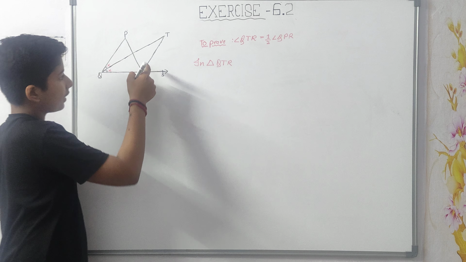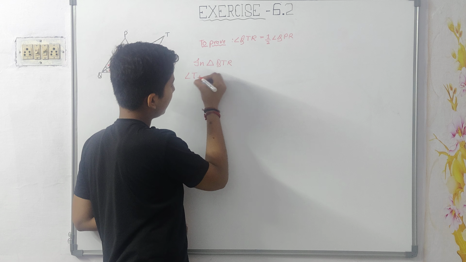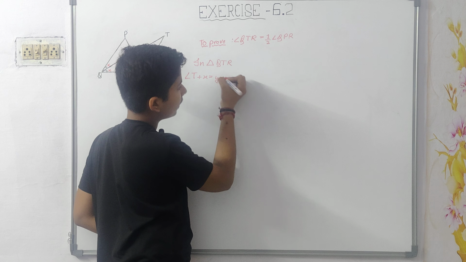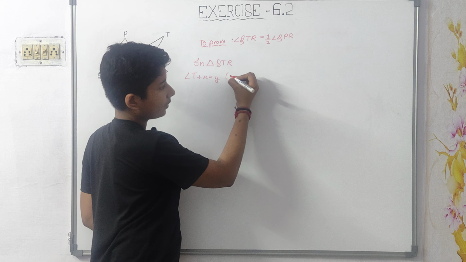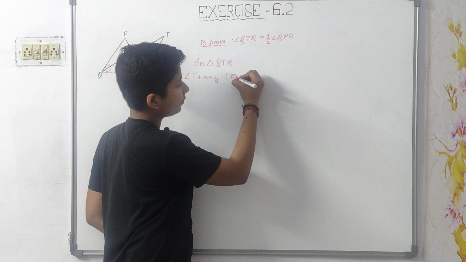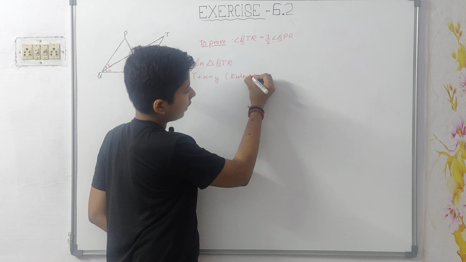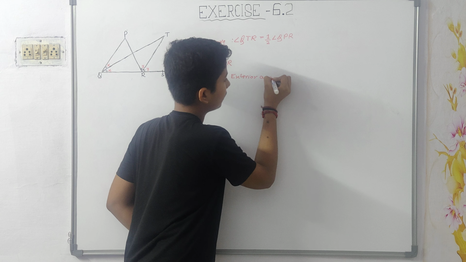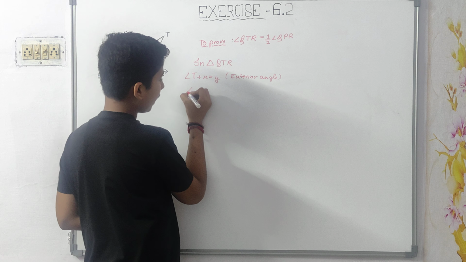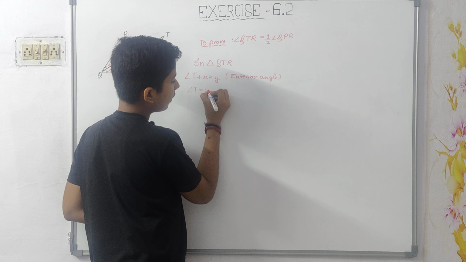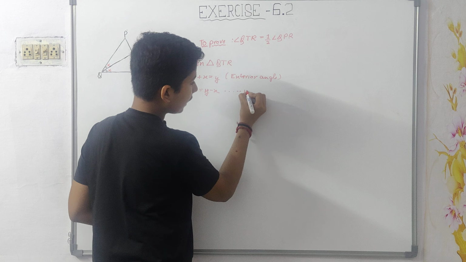So angle T plus x equals y. Why is angle T plus x equal to y? Because of the exterior angle property. So angle T can be written as y minus x. Let this be equation 1.